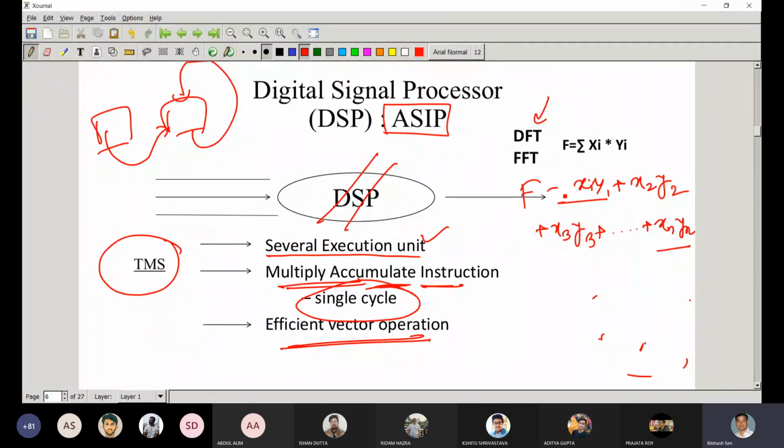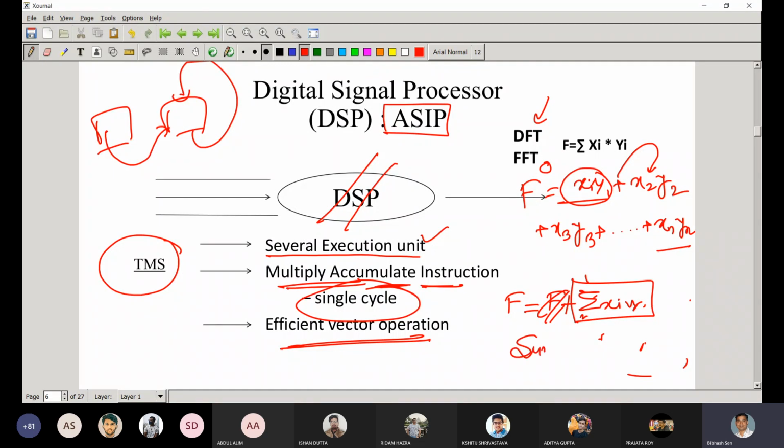So the function is like this. The target is that you first multiply and then add it. Initially you have 0. Suppose it is like this: f equals f plus summation of xi yi. I can't do it like this. That's why here is the formula: initially sum equals sum plus xi yi, if you continue this process. That means you can write it within a loop: for i equal to 1 to n.